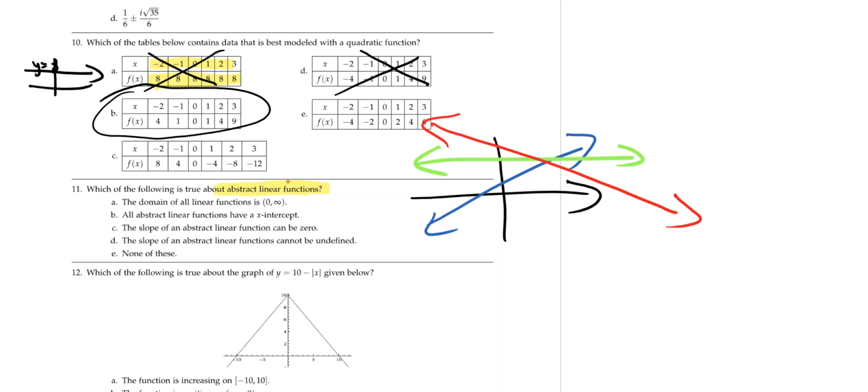The domain of a linear function is 0 to infinity. No, the domain can be negative. The domain is -infinity to infinity. So this one is not true. All abstract linear functions have an x-intercept. Well, notice that the green one doesn't. So this one is false as well. The slope of an abstract linear function can be 0. Well, notice that the slope for the green one is 0. There is no change in y. So this one is true. So I'm pretty much done because I found that this is the true one.